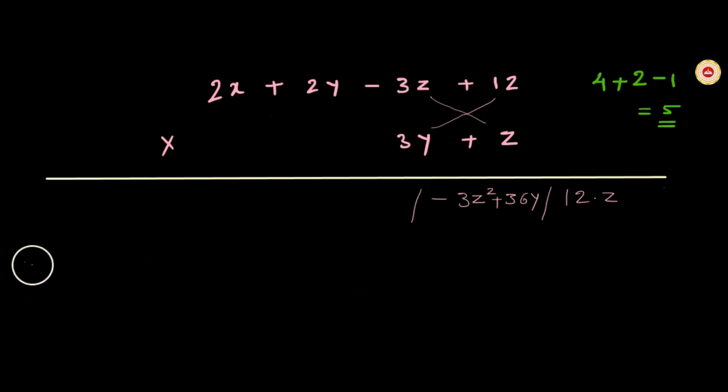Yes. Step number 3. As we have covered these two terms in multiplicand, now it is time to exclude the rightmost column, the constant term 12, and consider these two terms, minus 3z and plus 2y, in multiplier.